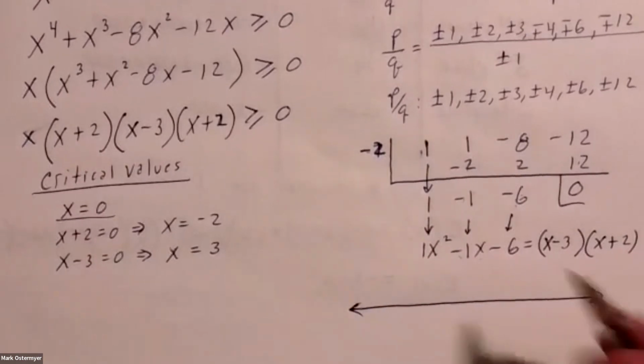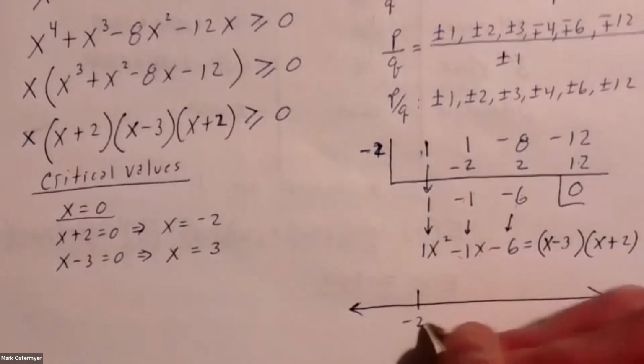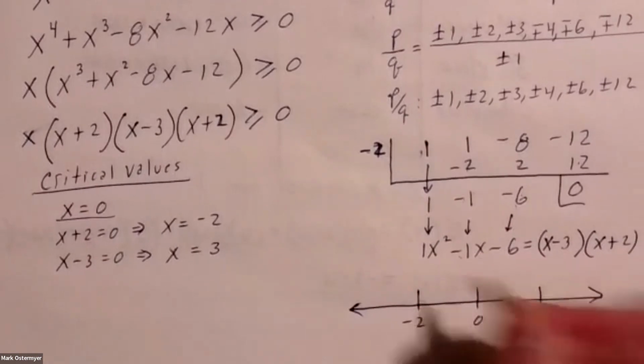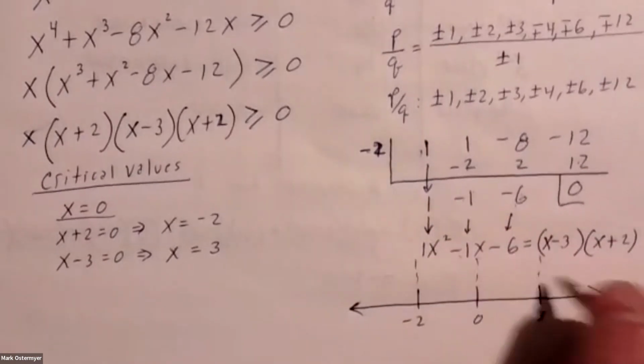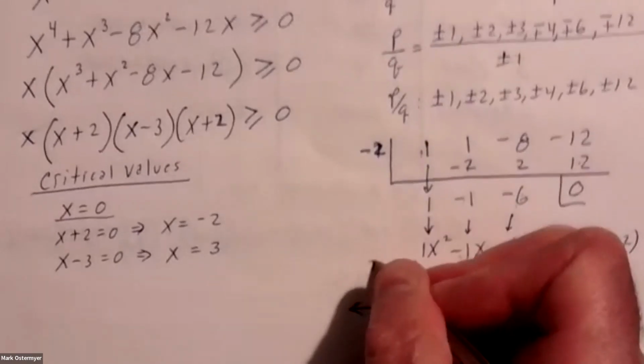We're now going to put these values on the number line. Here's the number line, and I've got my negative 2, I've got 0, and I've got 3. These numbers partition my number line into 4 different intervals that need to be tested with my inequality.